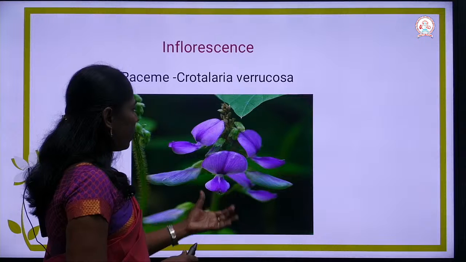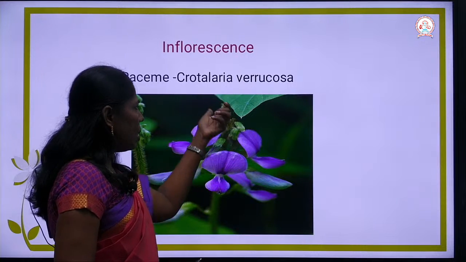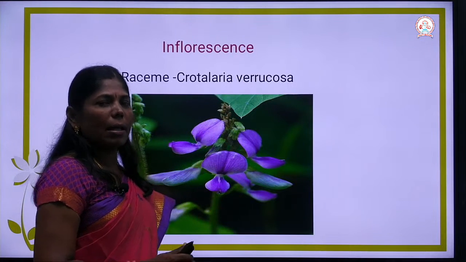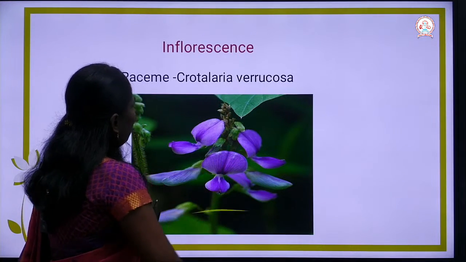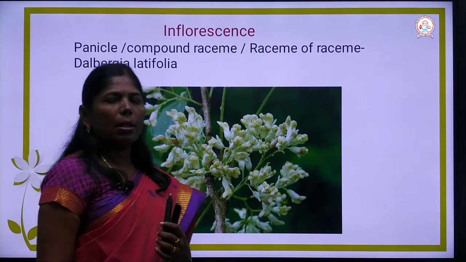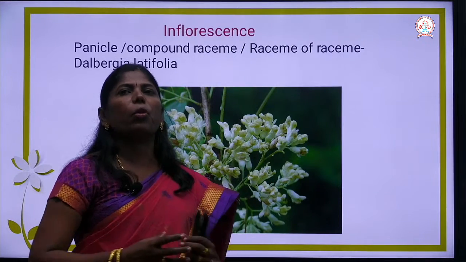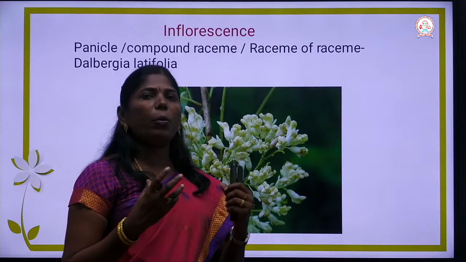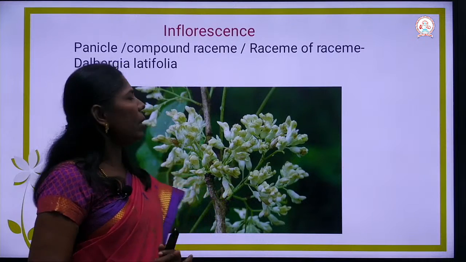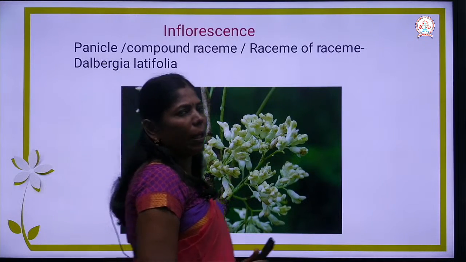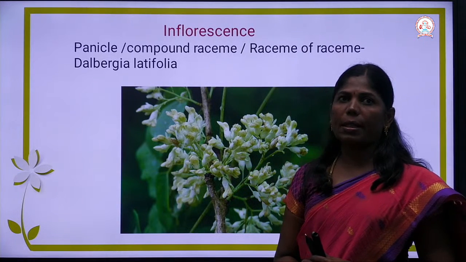Here we can see the older flowers in the basal region, and the younger flowers are arranged in the tip region. That is your raceme. It is indefinite growth, it continuously grows. Next one is your panicle. The panicle is otherwise called the compound raceme. A number of racemes together form a panicle. This is otherwise called the raceme of the raceme. Example: Dalbergia latifolia is an example for the panicle inflorescence.